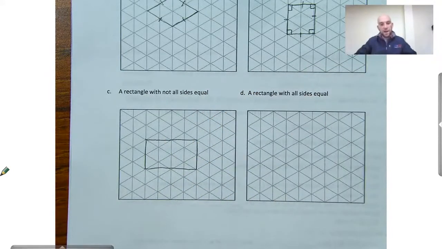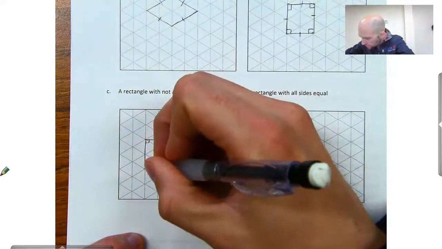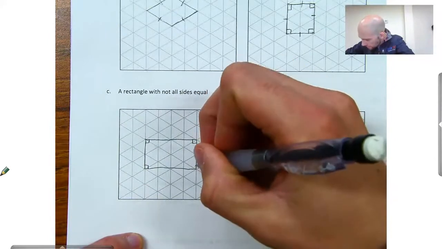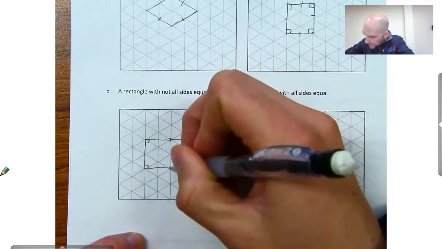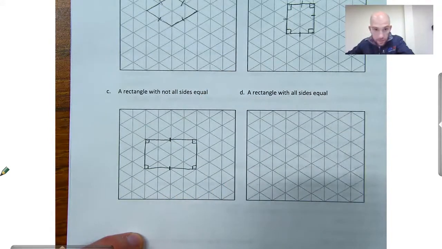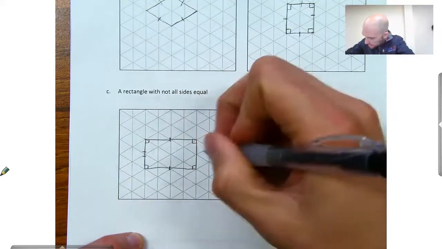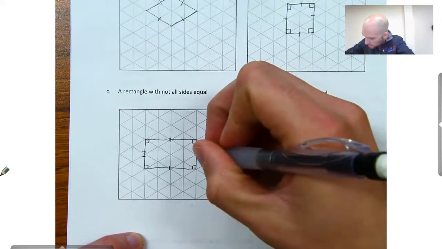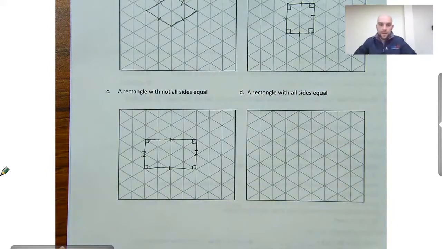Now a rectangle by definition needs to have 4 right angles. So every corner of this rectangle is going to be a right angle. This side and this side are equal or congruent. And this side and this side have equal lengths as well. And now it asks us to draw a rectangle with all of our sides equal.